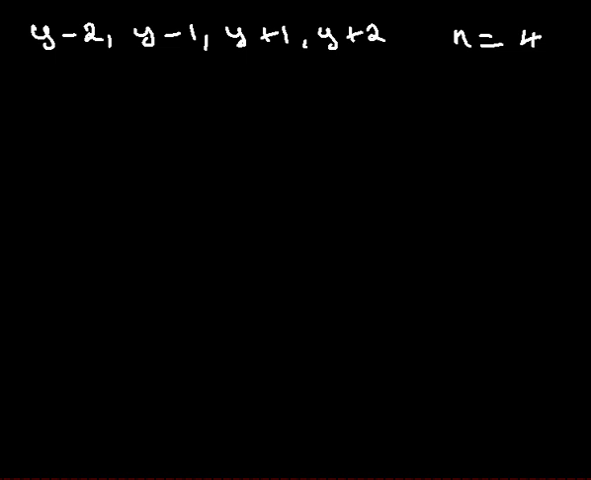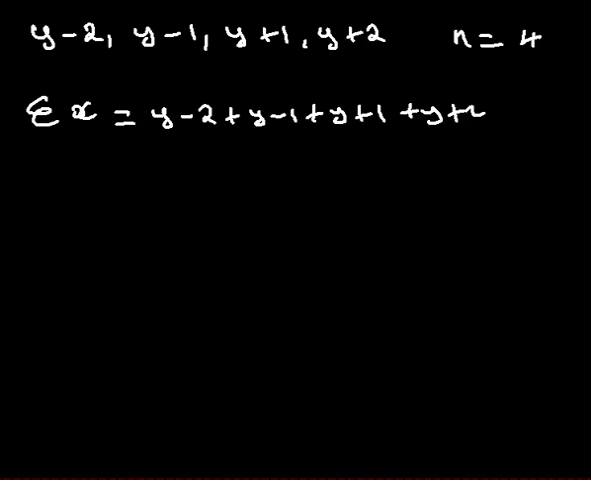Now we should have the mean of the data, which is given as x bar. So x bar is given as, what is the summation of the data values? The summation of the data values, which is the summation of x, let me present that properly. The summation of the values is given as y minus 2 plus y minus 1 plus y plus 1 plus y plus 2, like that.